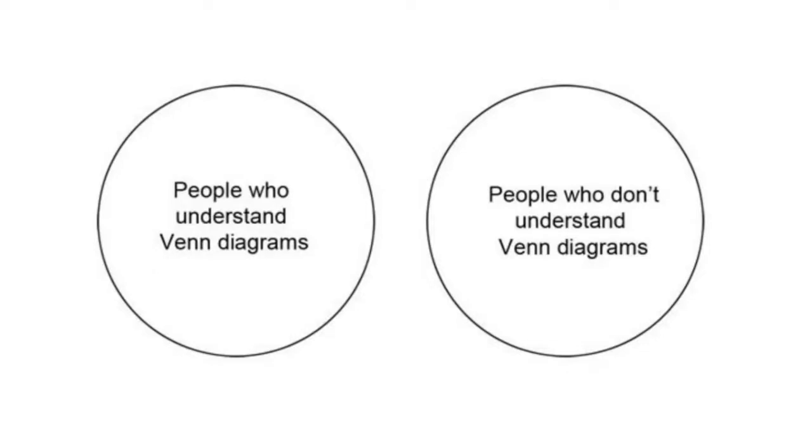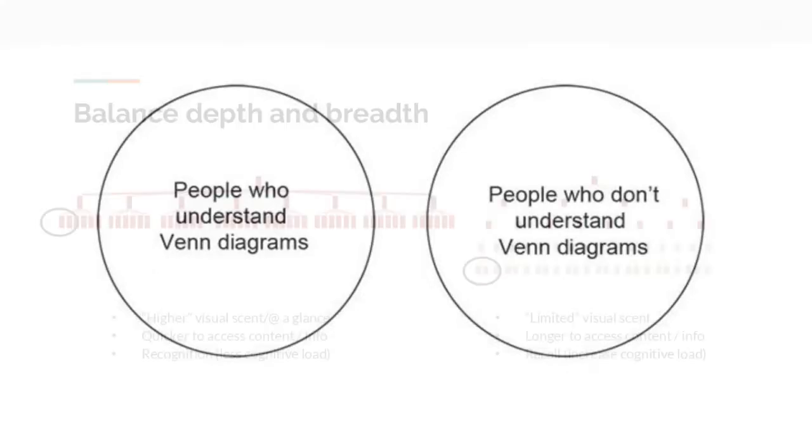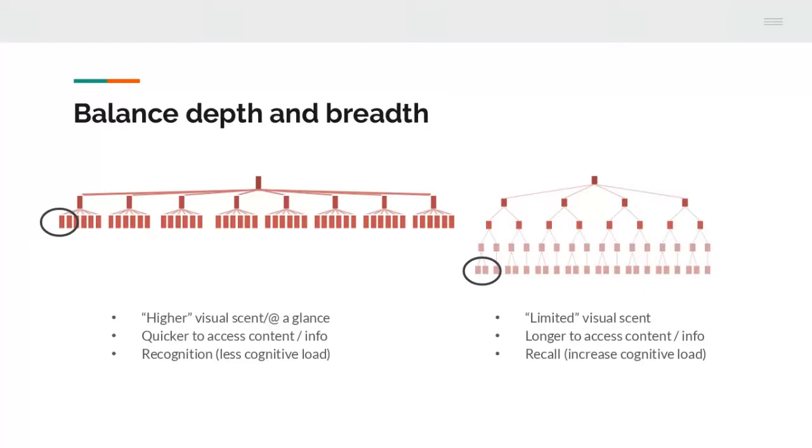People who don't understand Venn diagrams. Yes, there are. Now, balance of depth and breadth. So when we think of breadth, that means you're presenting a lot more options at the top. So you have 1, 2, 3, 4, 5, 6, 7, 8 items.